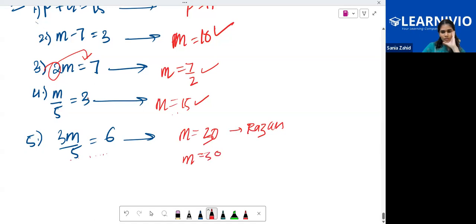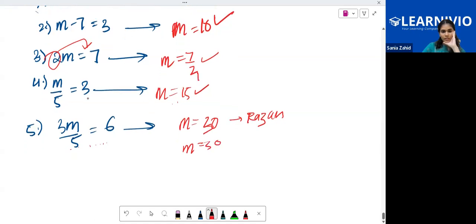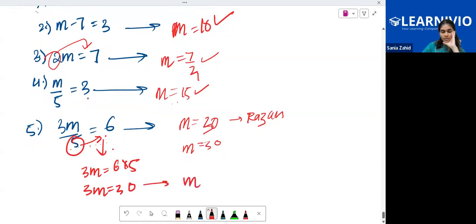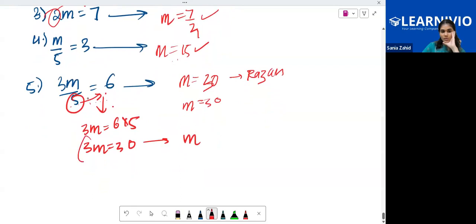So in 3m by 5 equal to 6, what you'll do is you'll bring this 5 here and it shall become 6 into 5. So 3m will become 30. Now you have 3m is 30. Now you have to remove this 3 as well. How will you remove this 3? You will bring it over here and divide by 3. So you will get 10.